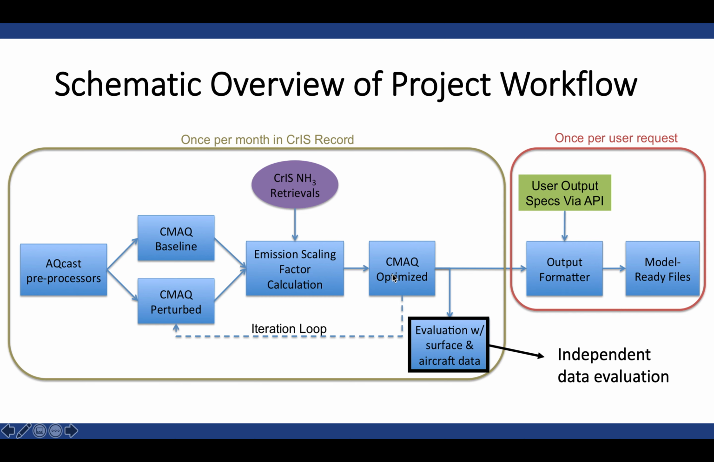Once we get that final CMAQ optimized, we want to compare with independent data, so things like the surface network from AMoN, or if it's available, aircraft data. And then once we're happy with the emissions, the final goal is to have it basically go into this system where you all, the end user, can go in, request the data you want, and then this would all happen behind the scenes, and you would just get provided with model-ready files. So today I'm going to be discussing mainly this loop here, where we're actually running the CMAQ and calculating the emission scaling, and then comparing with observations.